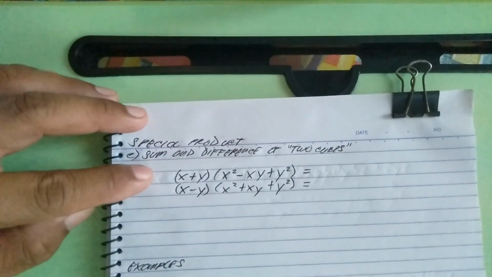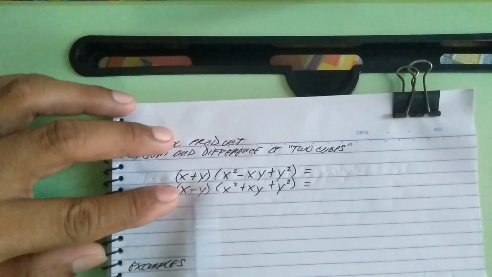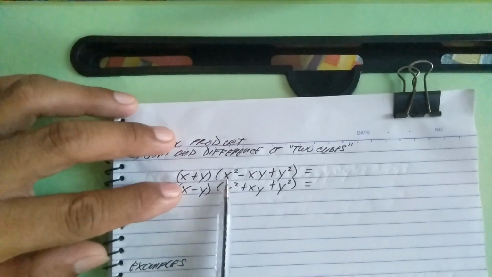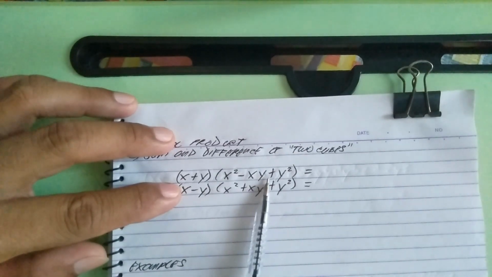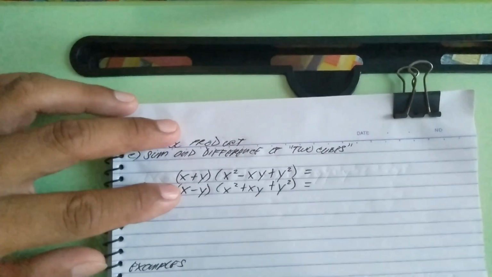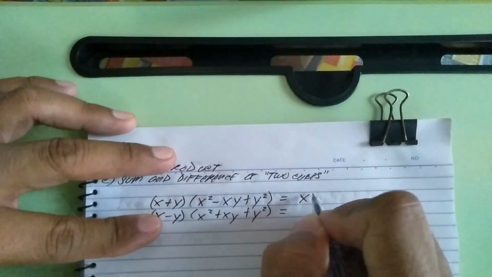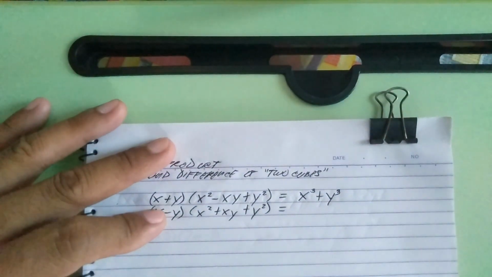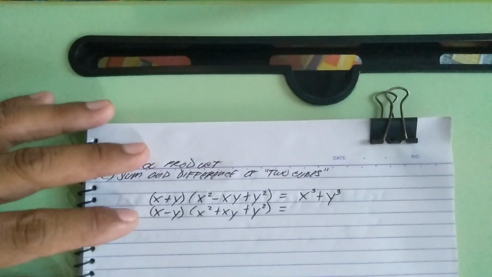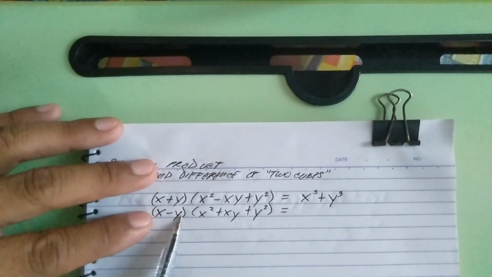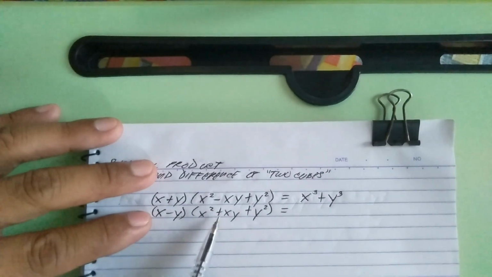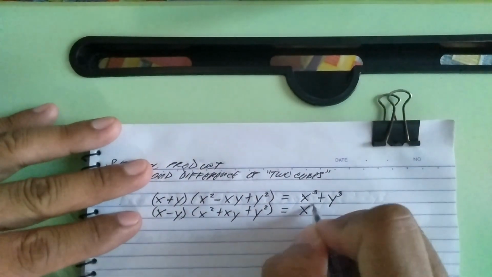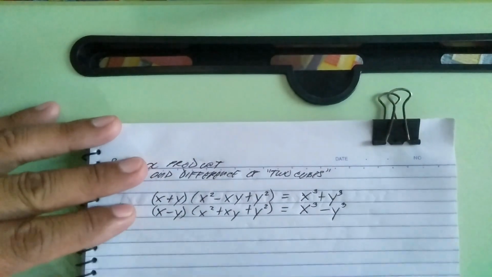Okay, tignan nyo mabuti yung una na equation. X plus y, quantity, times x squared minus xy plus y squared. Ang magiging sagot po natin dito is x cubed plus y cubed. Okay? Yan po yung ating magiging kasagutan. Sa pangalawa naman po, tignan nyo din po to. X minus y times x squared plus xy plus y squared. Ang magiging kasagutan naman po natin dito is x cubed minus y cubed.